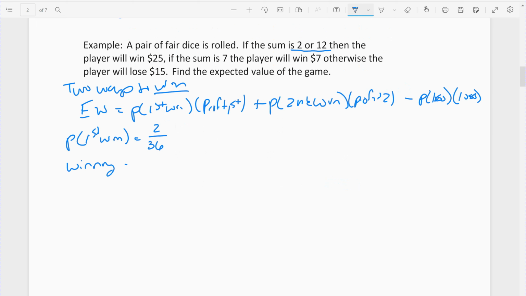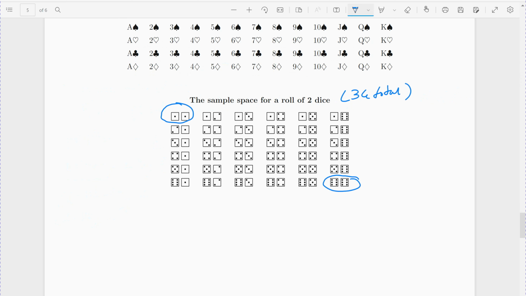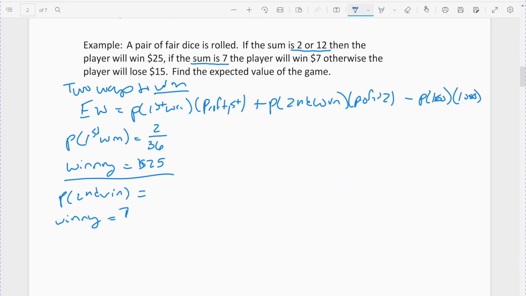The winnings, the profit in that case, is $25. So that goes in the first piece. Probability of the second way to win, and the winnings in that case, I'm going to write that out. 7. So the sum is a 7. Remember, the sum of a 7 is when these add up to 7. That's this set here. A 6 and a 1, a 5 and a 2, a 4, and so on. So there's 1, 2, 3, 4, 5, 6 ways to roll a 7. So the probability of winning the $7, not the 15, is 6 out of 36.